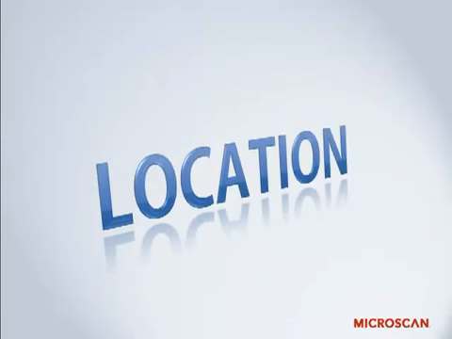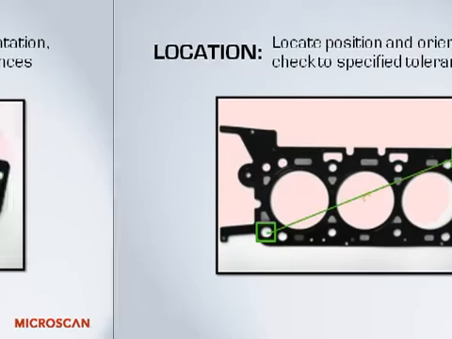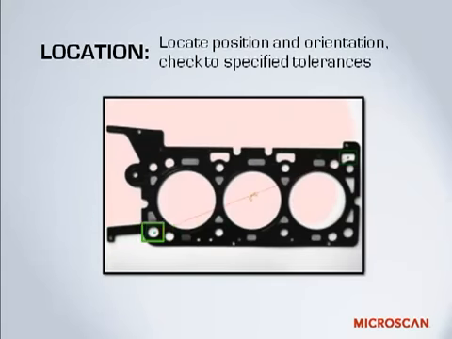Location is when machine vision is used to report the position and orientation of a part. This may be done for several reasons. We can locate the position and orientation, and then check that to a specified tolerance. So, in other words, you're looking at the part to make sure that it's at the correct angle, and using that as a reference point to verify proper assembly.